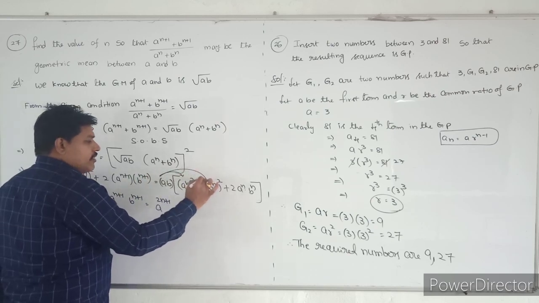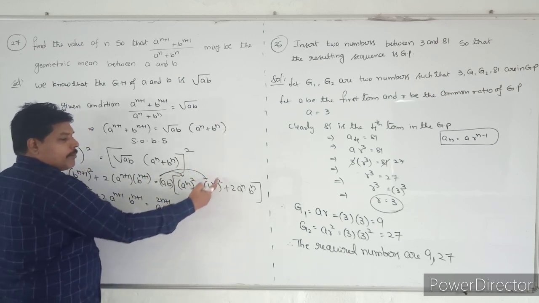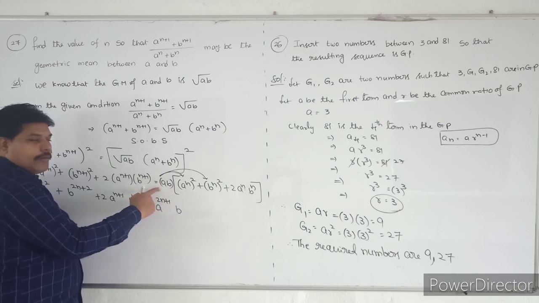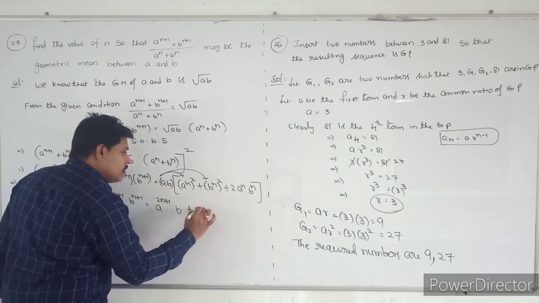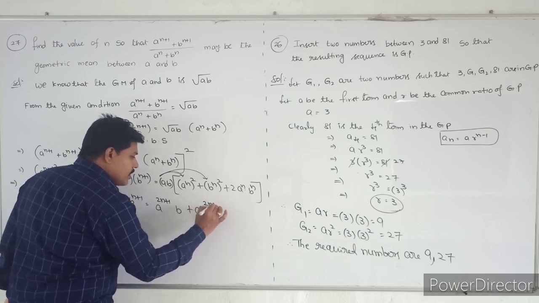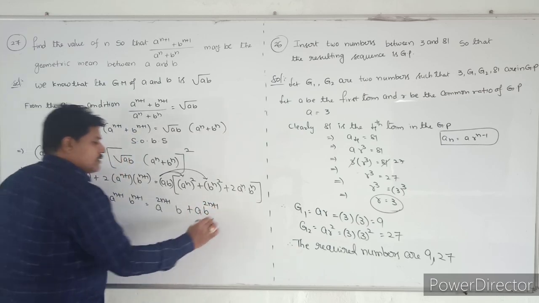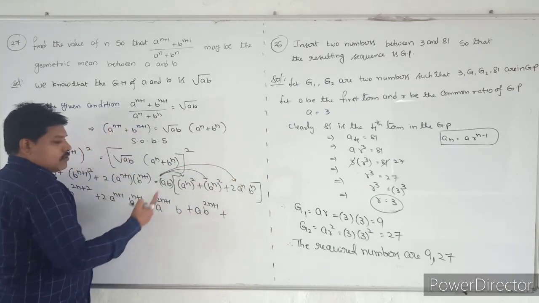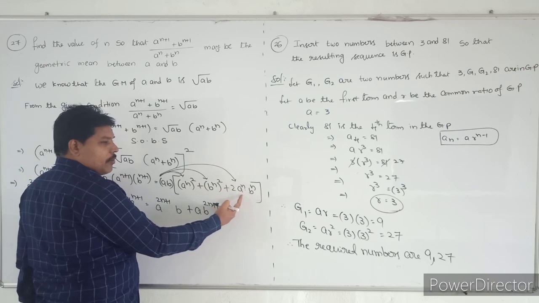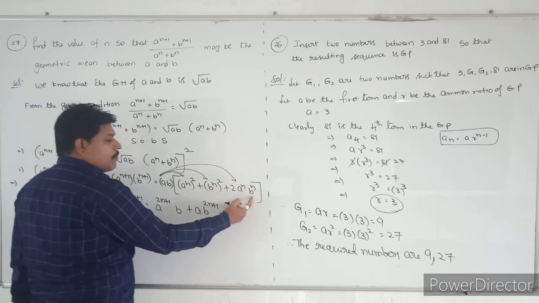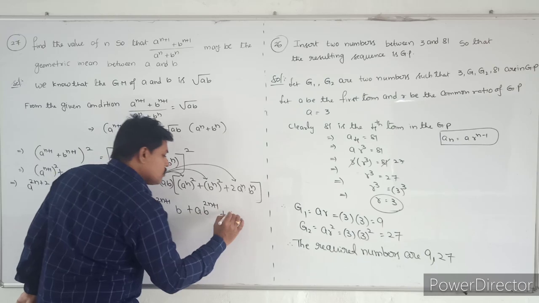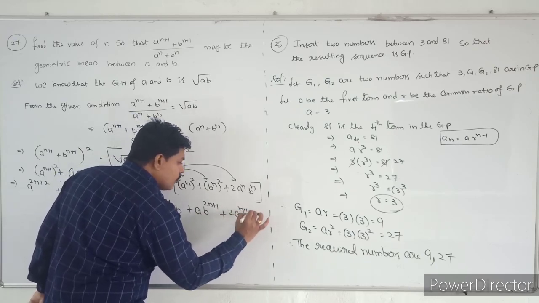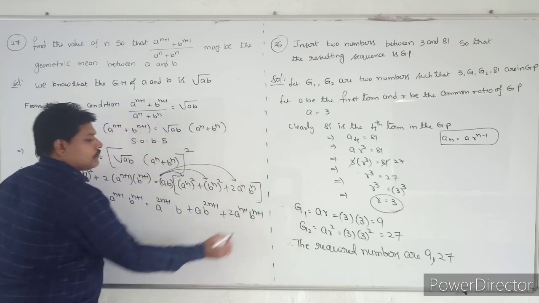Next, multiply these two. b^(2n) into b, it will become b^(2n+1) into a. So that means a into b^(2n+1) plus, multiply the third term: a into a^n, it will become a^(n+1). b into b^n, it will become b^(n+1). So this is 2 into a^(n+1) into b^(n+1).